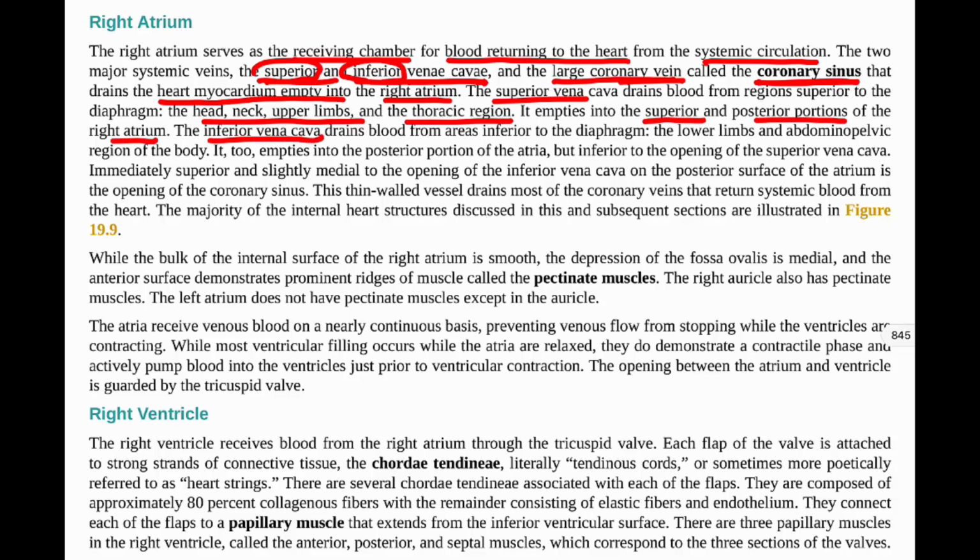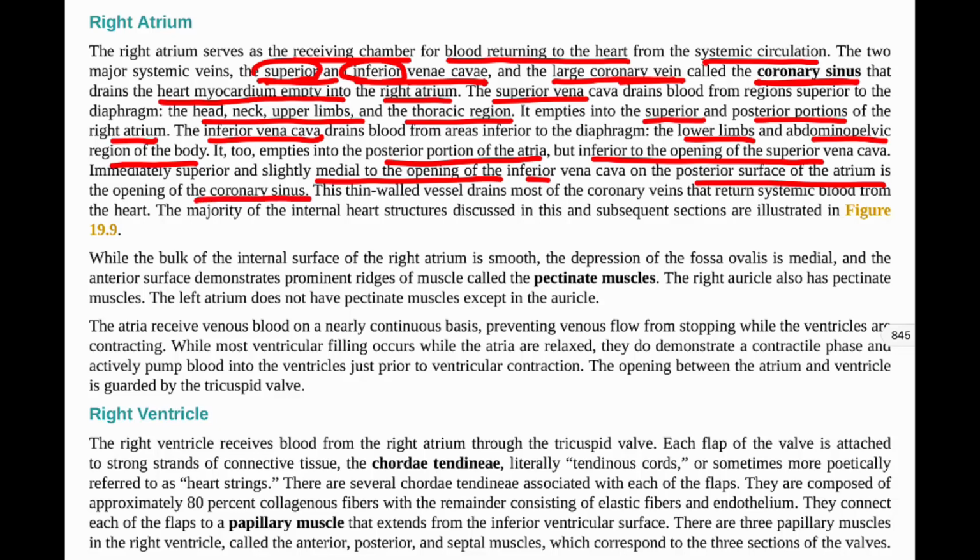Immediately superior and slightly medial to the opening of the inferior vena cava, on the posterior surface of the atrium, the backside of the atrium, is the opening of the coronary sinus. This thin-walled vessel drains most of the coronary veins. So we're talking about the veins that are on the heart itself. Coronary meaning the heart. So coronary veins that return systemic blood from the heart.